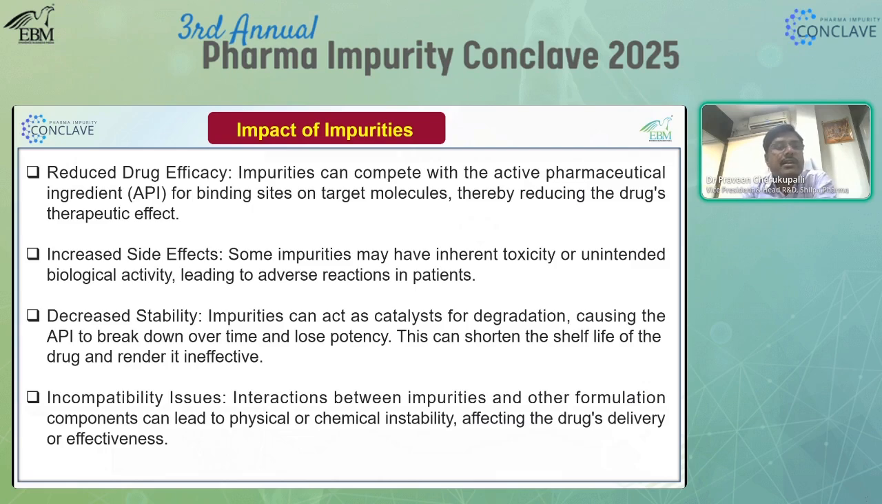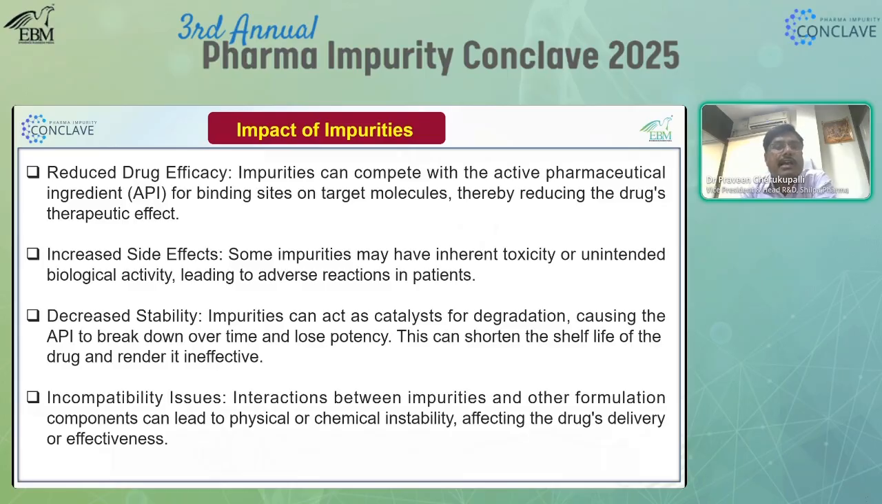Increased side effects. Some impurities may have inherent toxicity or unintended biological activity, leading to adverse reactions in patients. Like the thalidomide case, where the other enantiomer of the drug is highly dangerous. Because of that, it gave a teratogenic impact on the patients. So unknowingly having the impurity in the drug substance makes the drug very toxic.